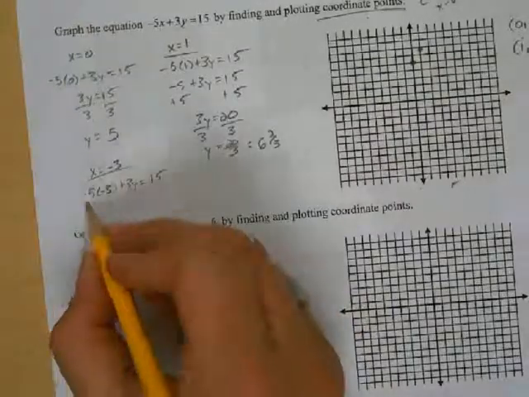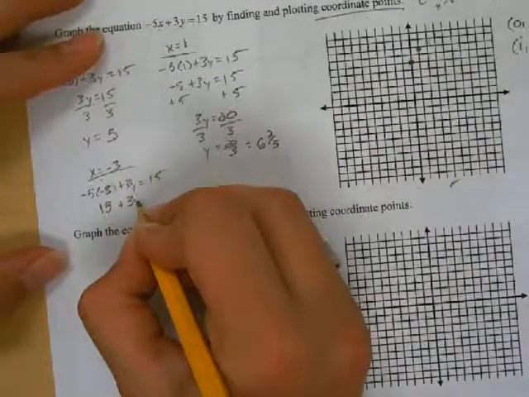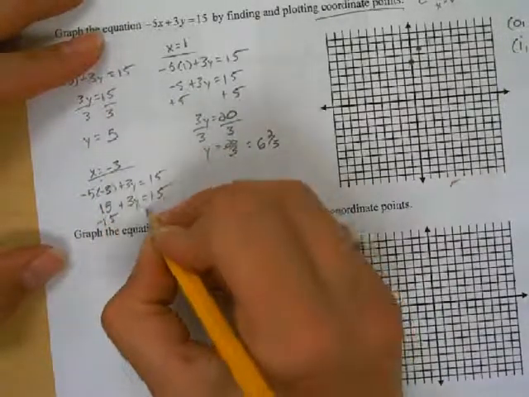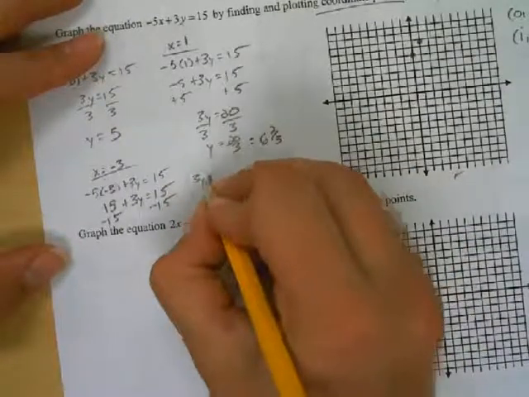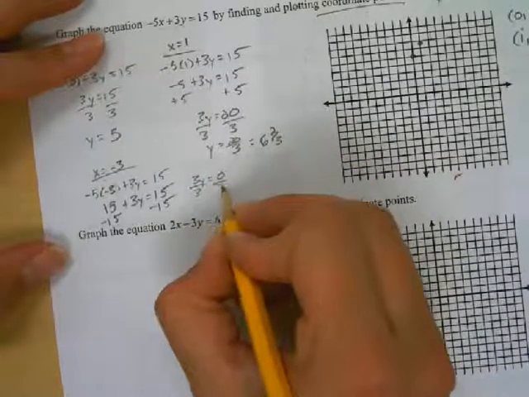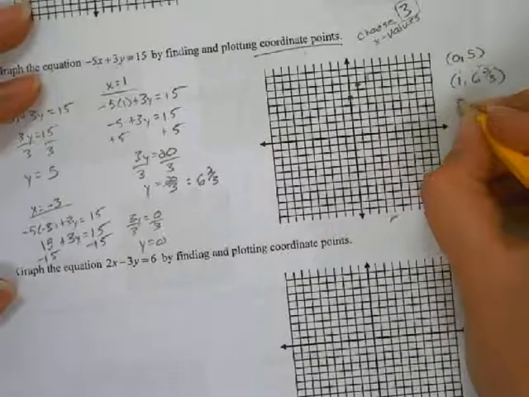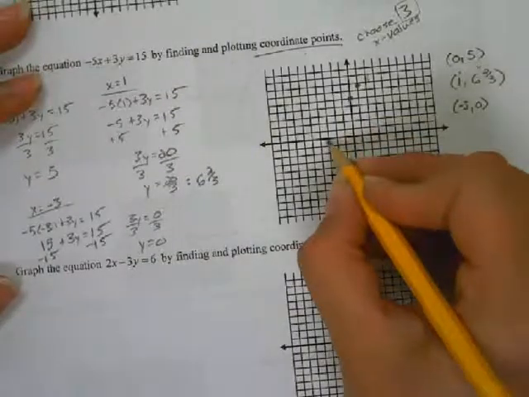Negative 5 times negative 3 is positive 15. Subtract 15. That's much better. And I get 3y is equal to 0. Well, if 3y is 0, when I divide by 3, y is also equal to 0. So there's my other coordinate point. X is negative 3 and y is equal to 0. So when x is negative 3, y is 0.